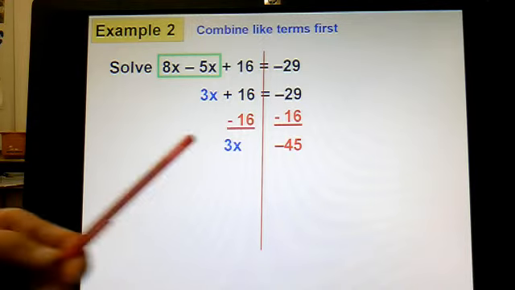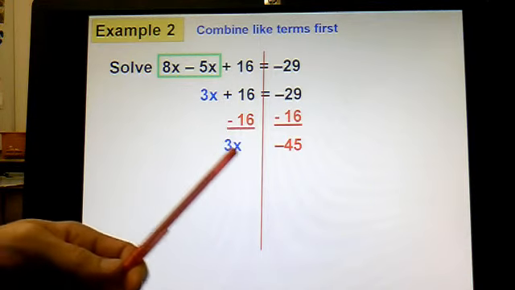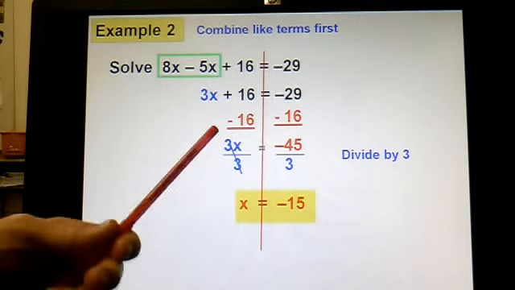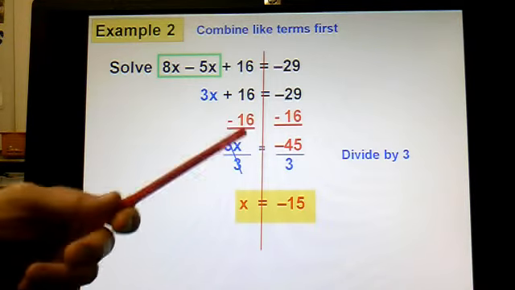And then the last thing is to get rid of that 3. 3x means 3 times x. The opposite of multiplying by 3 is dividing by 3. So a little division step on there. And again, you get a negative on this one here. Negative 15, because one of the numbers was negative. And sometimes you'll see me show it that way. The 3 divided by 3 cancels out. 16 minus 16 cancels out.